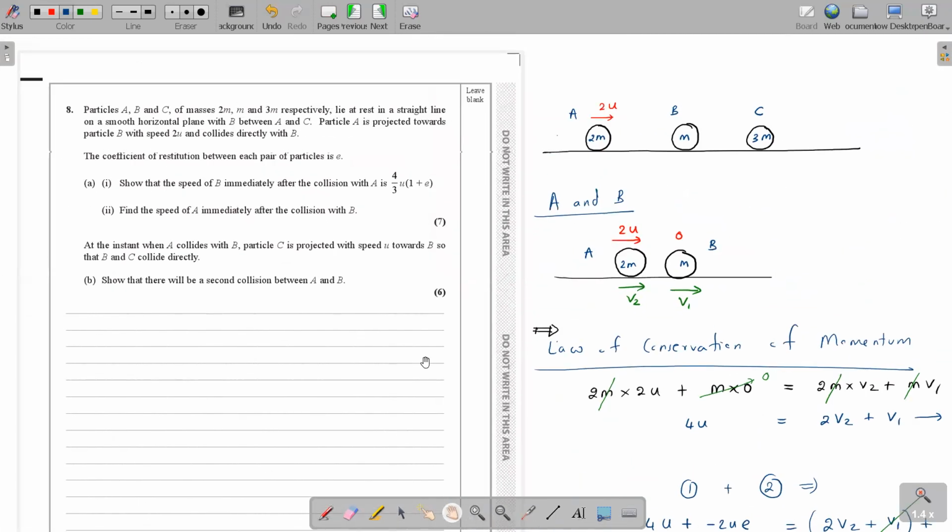Okay, so let's move on to the next part. At the instant when A collides with B, particle C is projected with speed u towards B, so that B and C collide directly. Show that there will be a second collision between A and B. Okay, so that's another 6-mark question. So how do we do this?